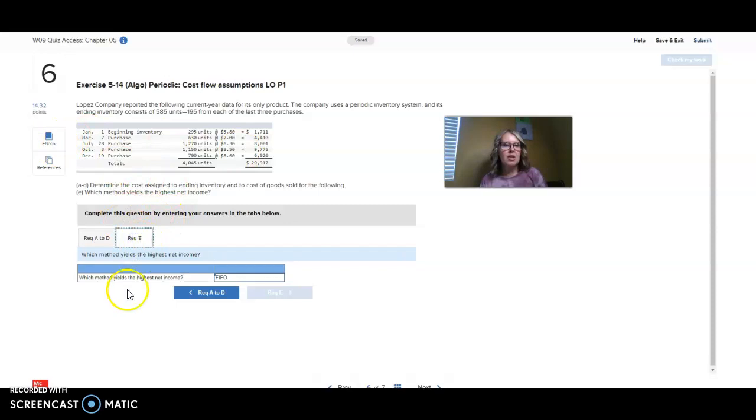All right, so then which method yields the highest net income? And it's the FIFO, and that is because you're using the cost of the oldest units, and those were generally the least expensive ones, so of your inventory, and so that gives you a higher net income because of that. So that's how you do those.